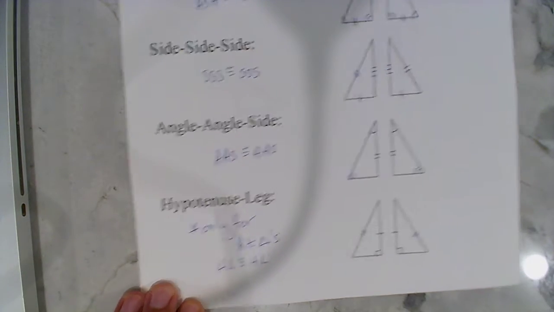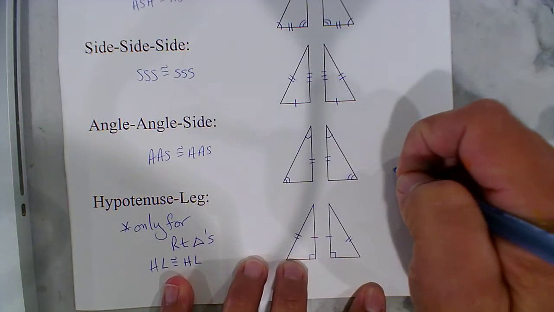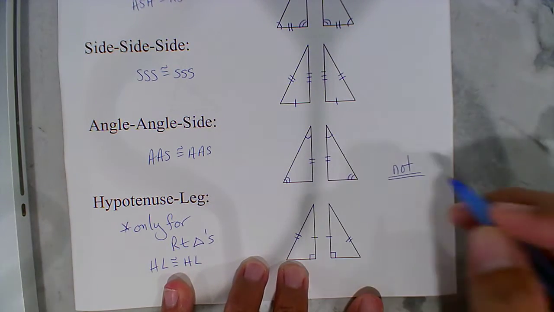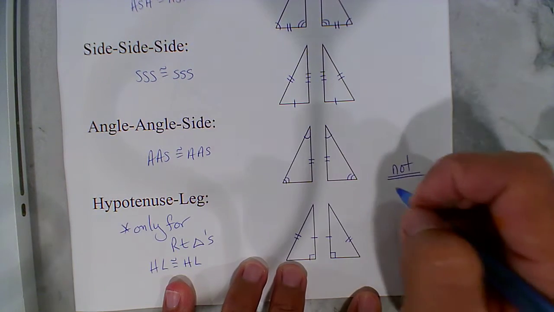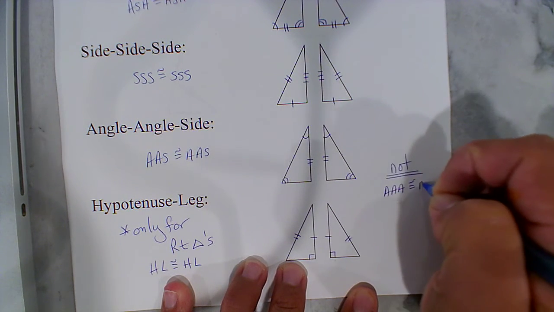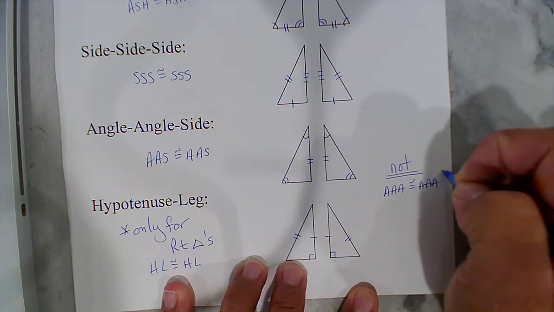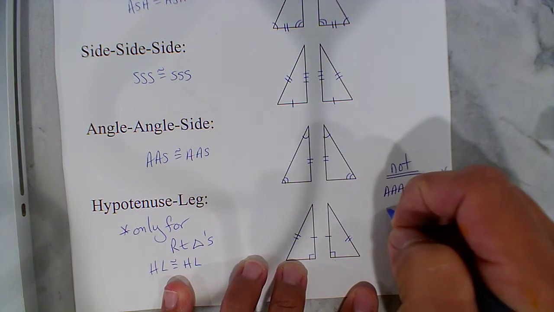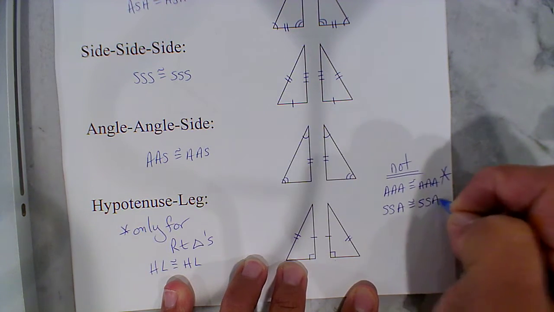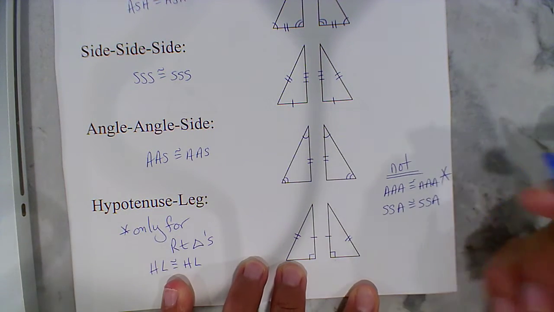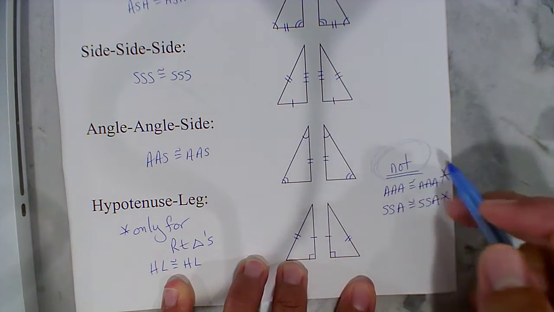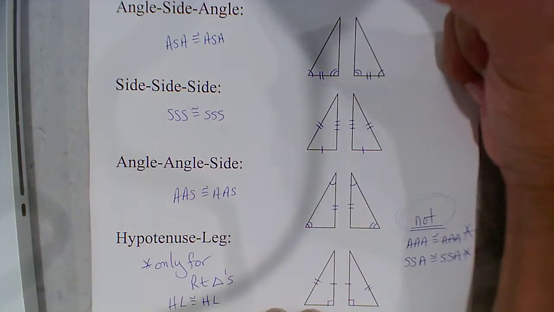All right. Now, there are 2 ways that come up that are definitely not ways of proving triangles congruent. One of them is angle, angle, angle, congruent to angle, angle, angle. All right. That does not work. And the other is side, side, angle, congruent to side, angle, which is really ASS backwards, but they try to be nice. So these are both not. All right, so all 5 of these work.